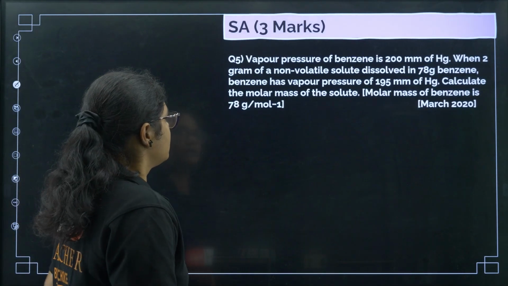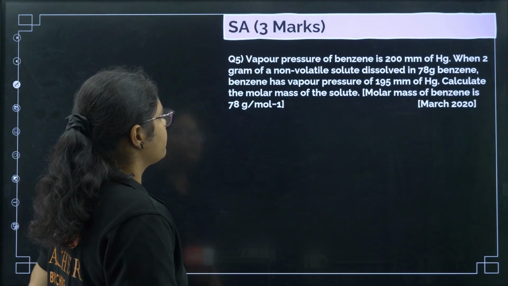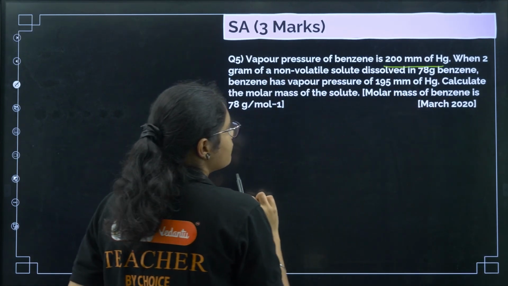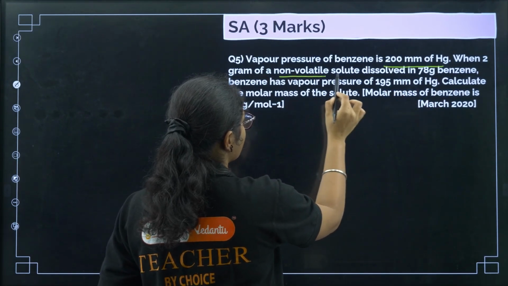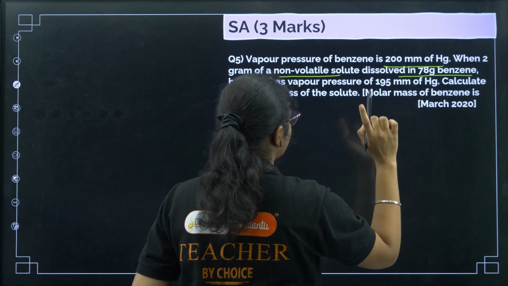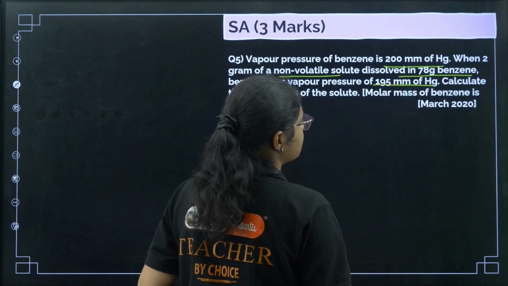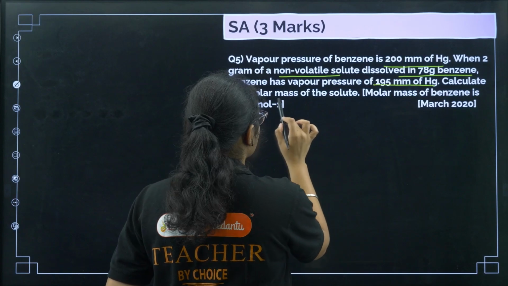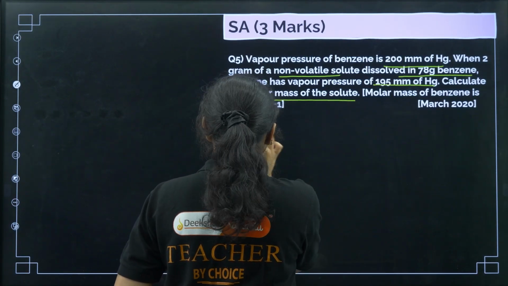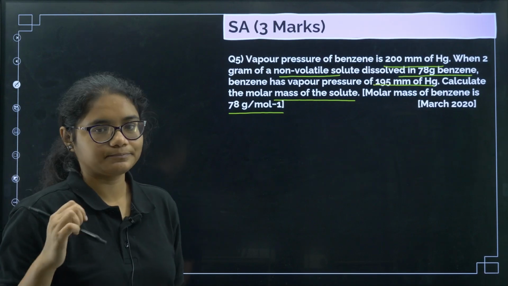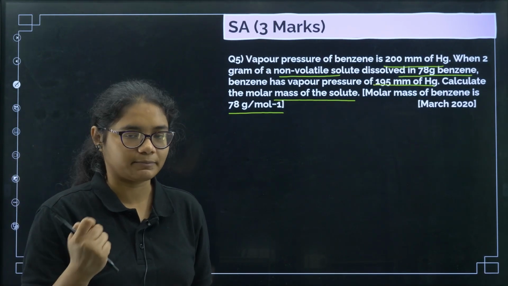Now let us see the next question. The vapor pressure of benzene is 200 mm of Hg. When 2 gram of a non-volatile solute dissolved in 78 gram of benzene, the solution has a vapor pressure of 195 mm of Hg. Calculate the molar mass of the solute. Molar mass of benzene is 78 gram per mole. So this question has been asked from relative lowering of vapor pressure.